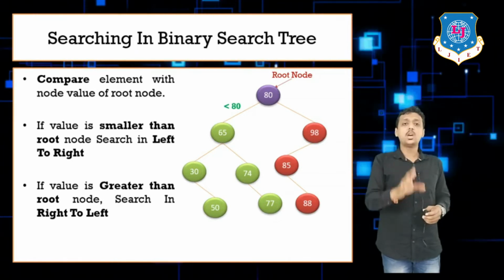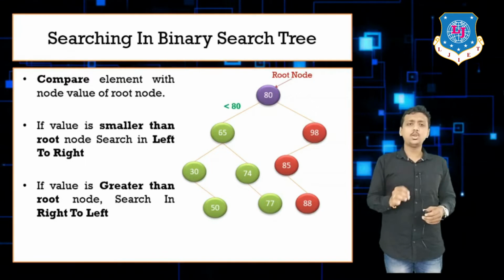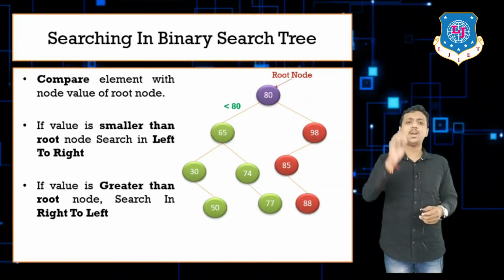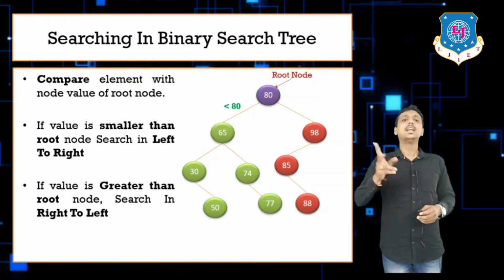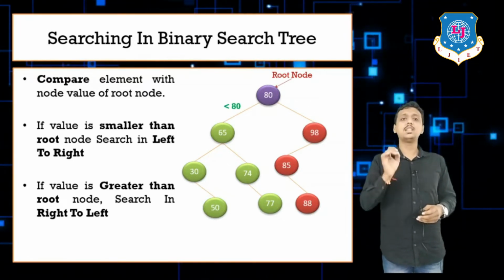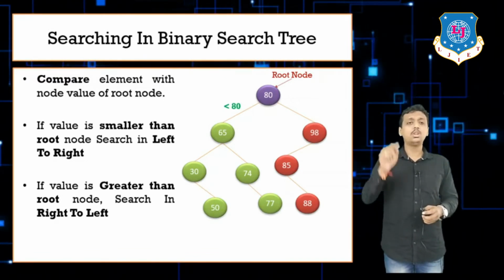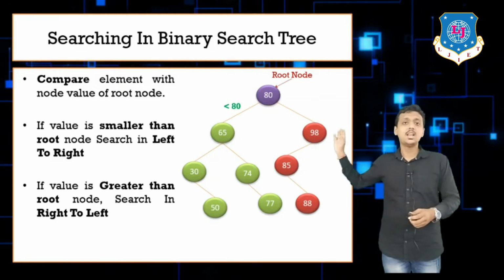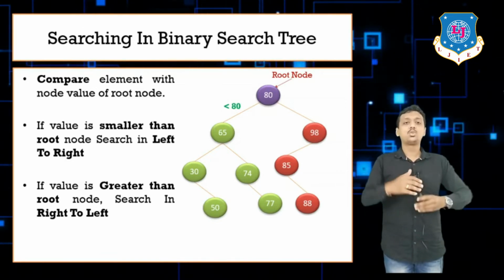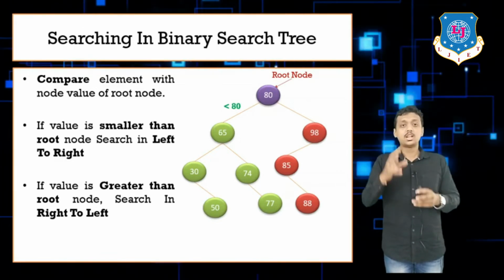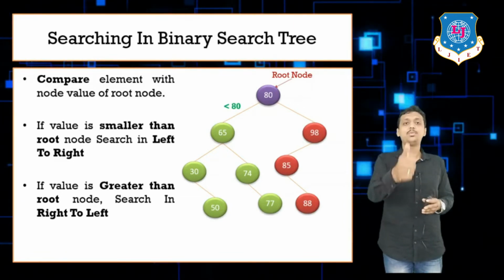Okay. Now on the right side of the 80, I got 98. Fine. So what I am going to do is search for 85 again. Okay, compare 85 with 98. Here you can see that 85 is less than 98. Okay, so you go on the left side of the 98. On the left side of 98, you will compare with another node. So I am going to compare 85 with that node value. Now compare 85 with 85, and you will find your value.